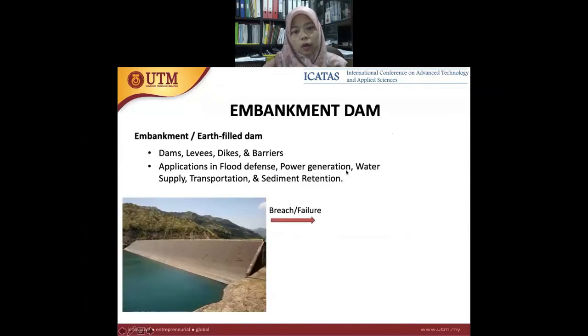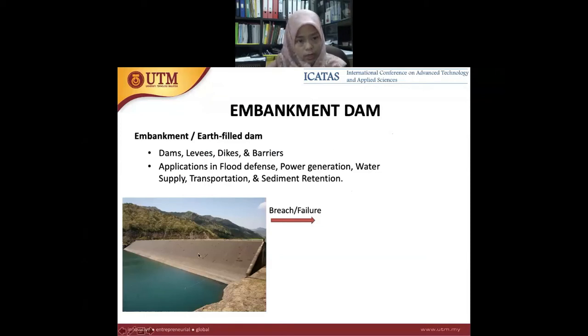Okay, now I would like to talk about what an embankment dam is. The embankment dam, or somehow people call it an earthfill dam, or a levee, dike, or barrier, is widely used in flood defense, power generation, water supply, transportation, and sediment retention.